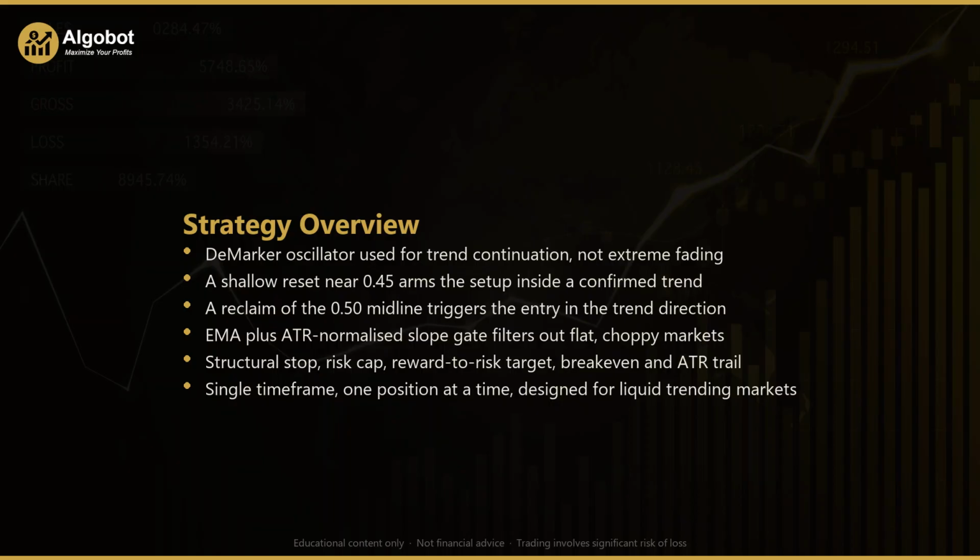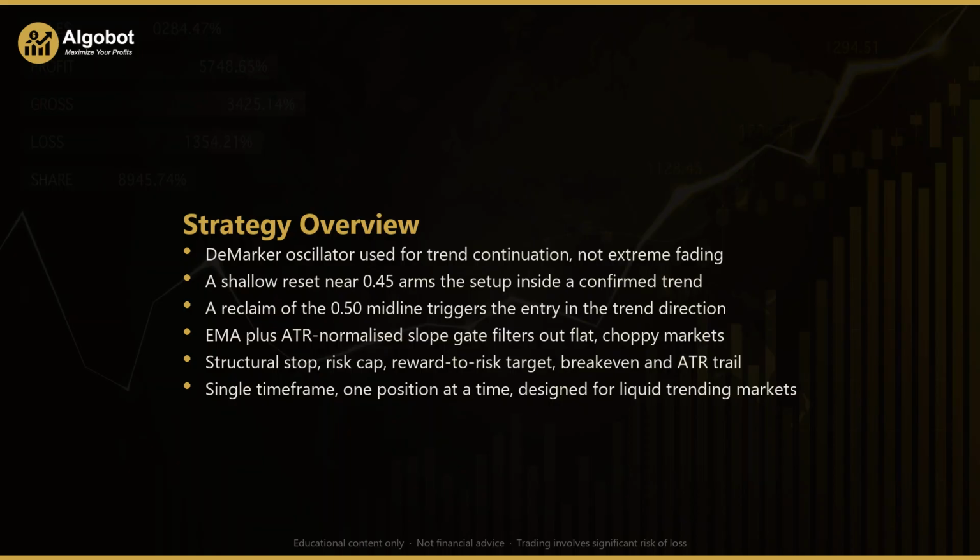The core insight is simple. Inside a genuine trend, a healthy pullback does not drag the oscillator all the way to a deep extreme. It only pushes it back to a shallow reset level, around 0.45 in an uptrend. When momentum re-engages and fresh strength returns, the oscillator climbs back up through its 0.50 midline. That midline reclaim, after a shallow reset and in the direction of the trend, is what the strategy treats as its entry. In other words, the EA is joining the trend on the dip rather than fighting it at an extreme.